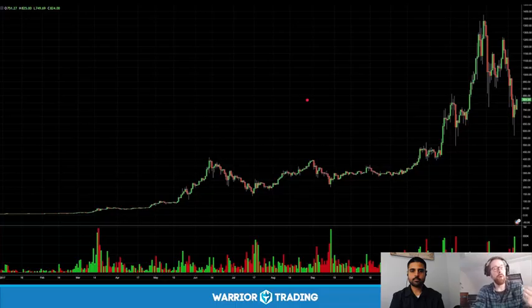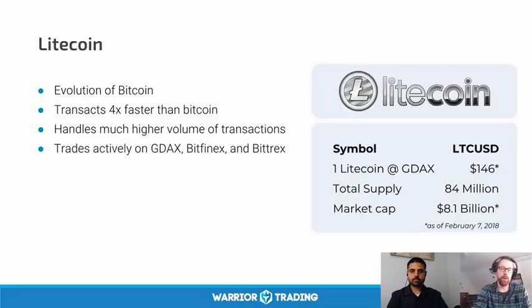So Bitcoin, Ethereum, and Litecoin are three cryptocurrencies that you can trade with Coinbase. Some of the other cryptocurrencies, or the altcoins, you can't trade on Coinbase, and so if you wanted to trade them, you'd have to open additional accounts with these other brokers.